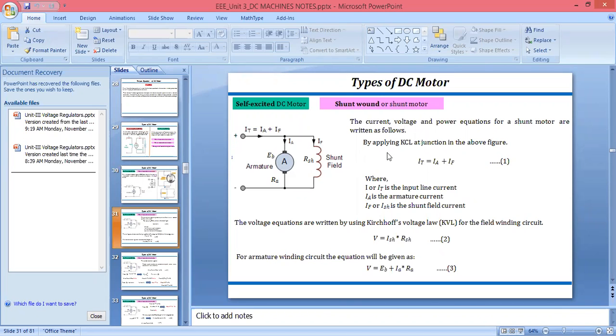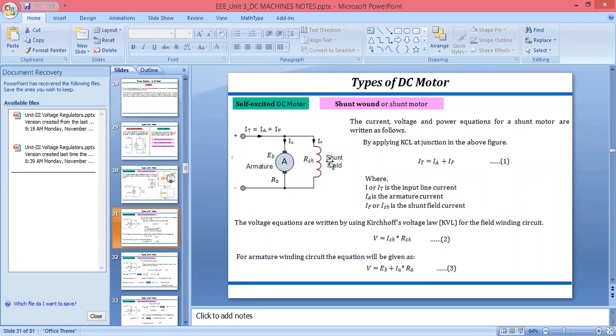Or you can take incoming current at any node equal to outgoing. Incoming is nothing but only the total current, so I have written IT on the left side, equal to the outgoing current at this node. Outgoing is the current that is going from there. IA and IF are going from this total current to the armature and the field winding. So I can take IT equal to IA plus IF.